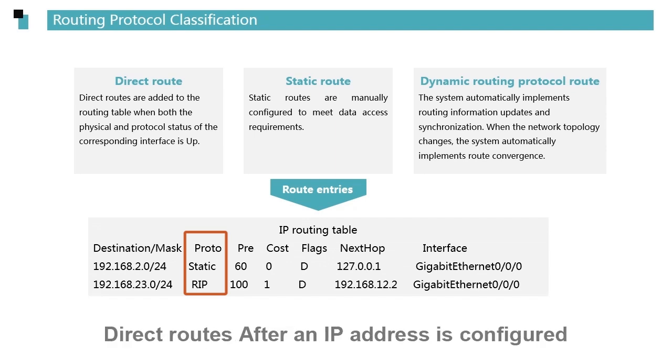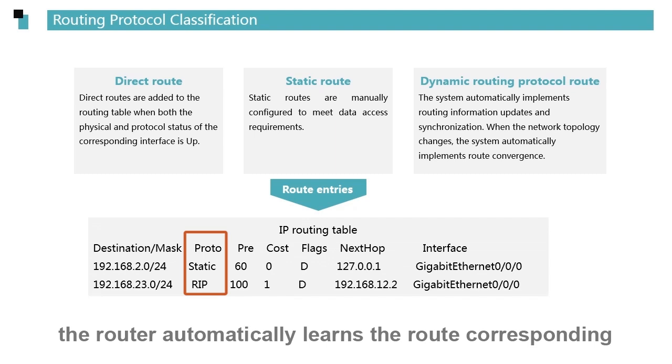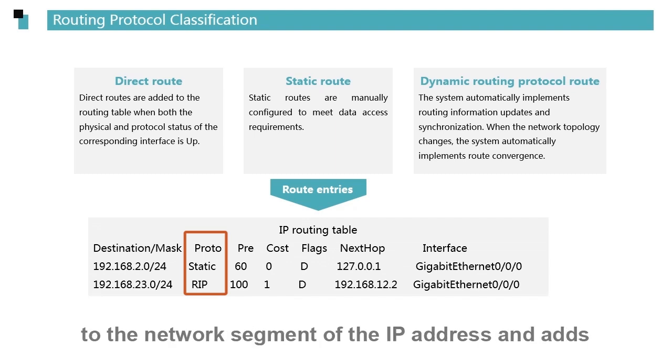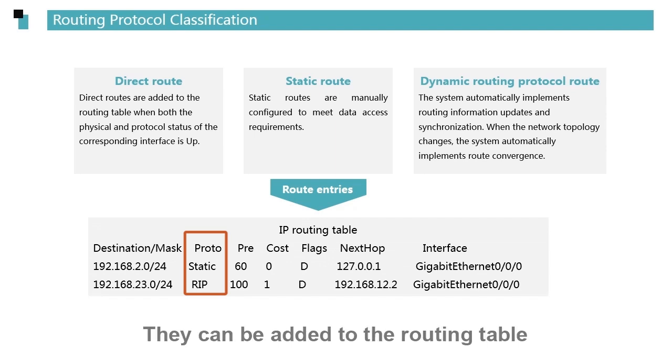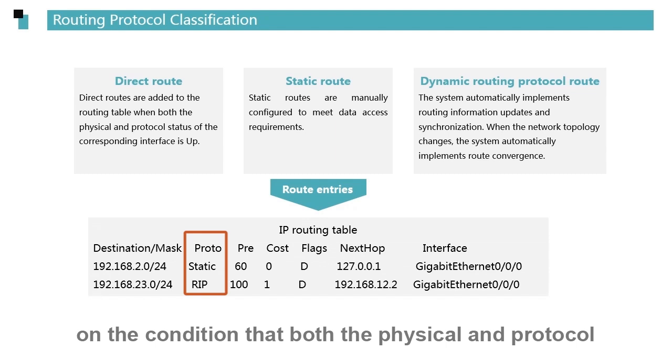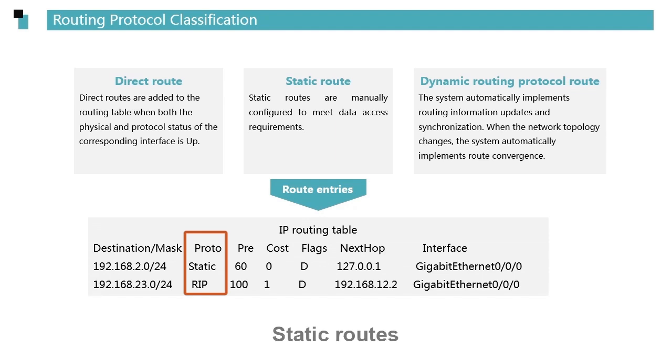Direct routes. After an IP address is configured for an interface of a router, the router automatically learns the route corresponding to the network segment of the IP address and adds the route to its routing table. This route is a direct route. Direct routes are like doorways. They can be added to the routing table on the condition that both the physical and protocol status of the corresponding interface is up.